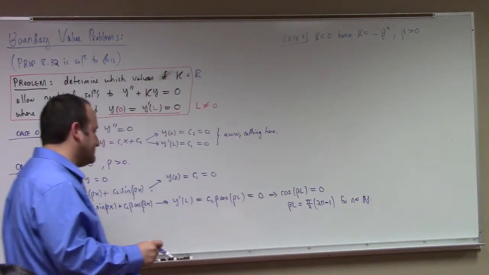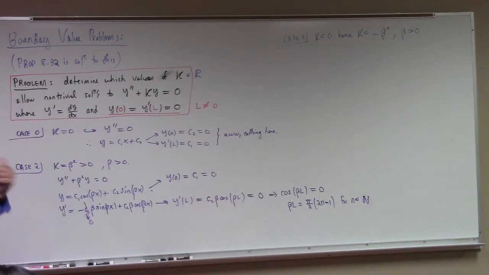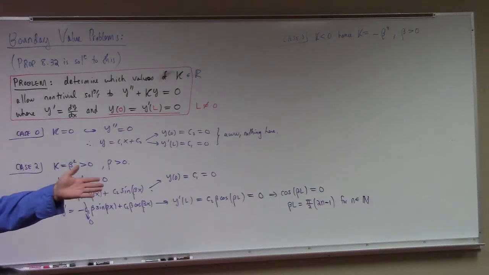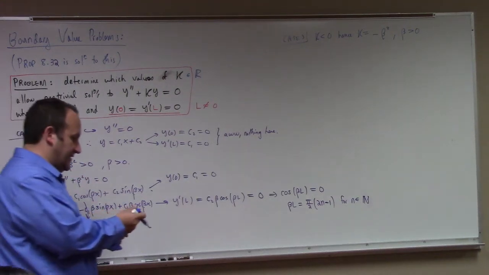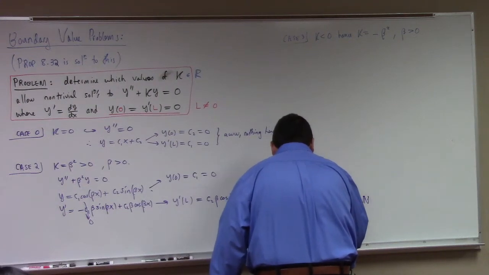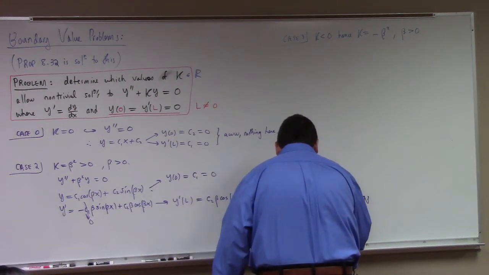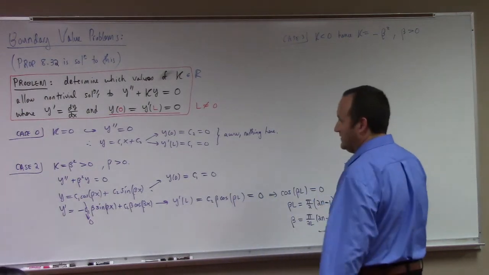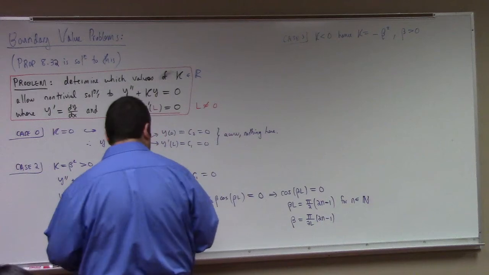Let's see here. If n equals 1, 2n minus 1 is 1. So this starts out at pi over 2. Then you've got 3 pi over 2, 5 pi over 2, 7 pi over 2, and so forth. Those are the zeros of cosine. Positive zeros, because beta L is positive, so I'm looking for positive zeros of cosine. So what does that tell us? That tells us that beta is equal to pi over 2L times 2n minus 1. And in summary, case 2 suggests what?